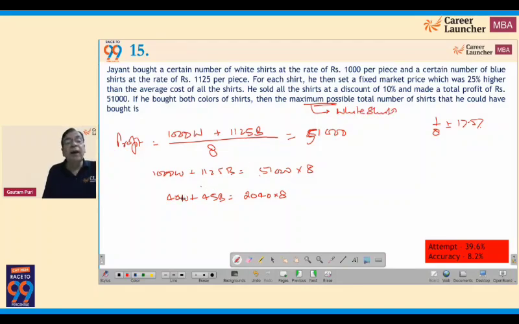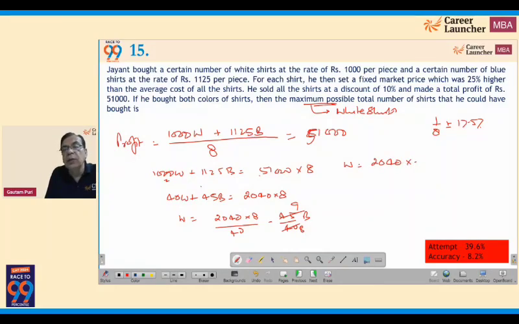Why do you want to maximize the white shirts? Because they're the cheaper shirts. If I want the maximum possible number of shirts, I will buy more of the cheaper shirts than the expensive ones. So what should W be equal to? 2040 into 8 upon 40. I have skipped a couple of steps to save time. So effectively, what is W coming out to be?